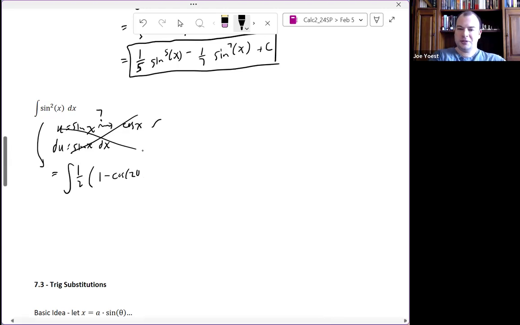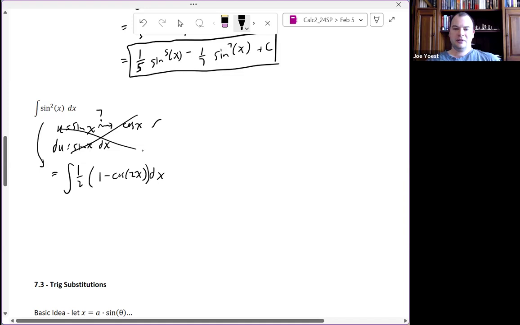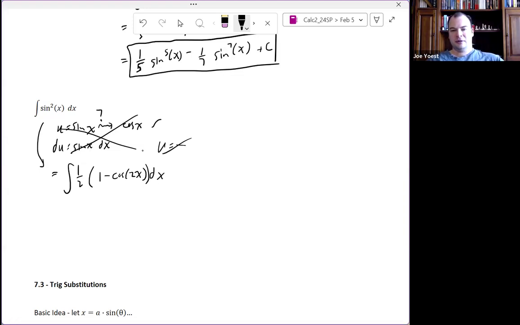Oh, 2x. And something important to note here, we're not doing a substitution. Just like with integration by parts, it wasn't a substitution. It was just kind of rewriting things, right? It was just applying a formula.